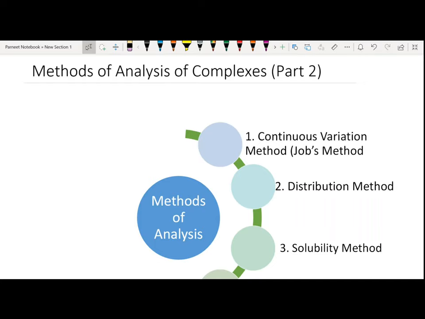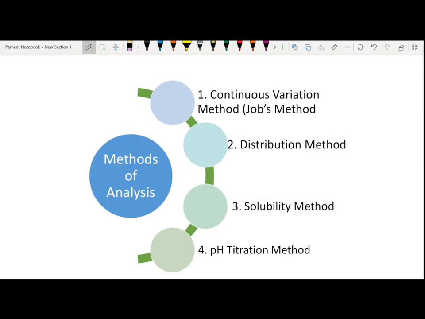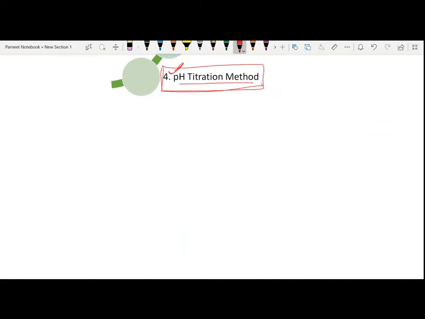Hello dear students, we have already started with a new topic from module 4, that is method of analysis of complexes, under which we have already covered the first two methods, that is the continuous variation method and the distribution method. In today's class we will cover the pH titration method. The pH titration method is the most reliable method and can be used whenever the complexation is attended by any change in pH. To understand this method better, let's take one example.